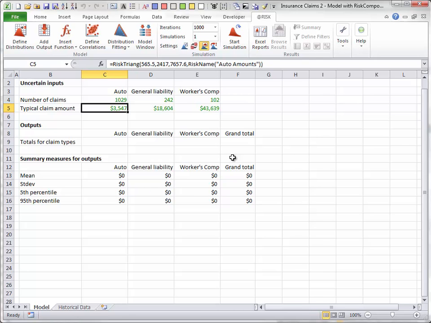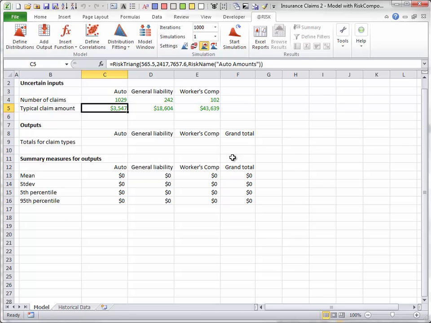Fortunately, @RISK has a special function created exactly for this type of situation, a sum of random amounts with a random number of terms in the sum. It is the RiskCompound function, which has two arguments. The first argument is the number of terms in the sum, and the second argument is the distribution of a typical term in the sum.